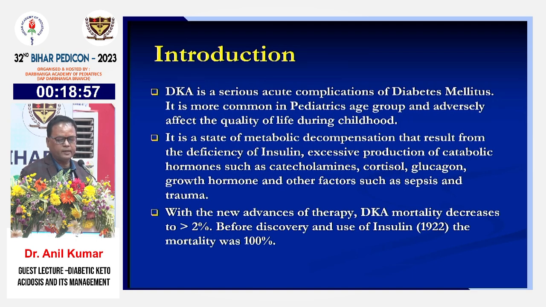Although DKA, diabetic ketoacidosis, is a serious acute complication of diabetes mellitus, it is more common in pediatric age group and adversely affects the quality of life during childhood. The child who is suffering with this disease is very much serious. It is a state of metabolic decompensation that results from the deficiency of insulin, excessive production of the catabolic hormones such as catecholamines, cortisol, glucagon, growth hormone, and other stress factors like sepsis and trauma.